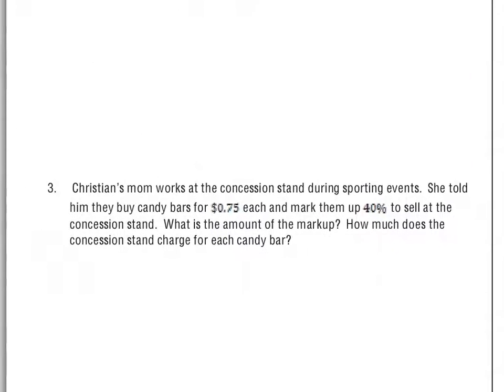As we slide down, it says Christian's mom works at the concession stand during the sporting events. She told him they buy candy bars for 75 cents and they mark them up 40% to sell at the concession stand. What is the amount of the markup? So this is looking for just the amount of the markup. It's not asking for the final price yet, but it does. We can't see that down here, so I'm going to find the markup first, and then we've got a couple different options about how we can jump straight to the answer. Go ahead and set this up and solve for yourself. Be able to answer both questions.